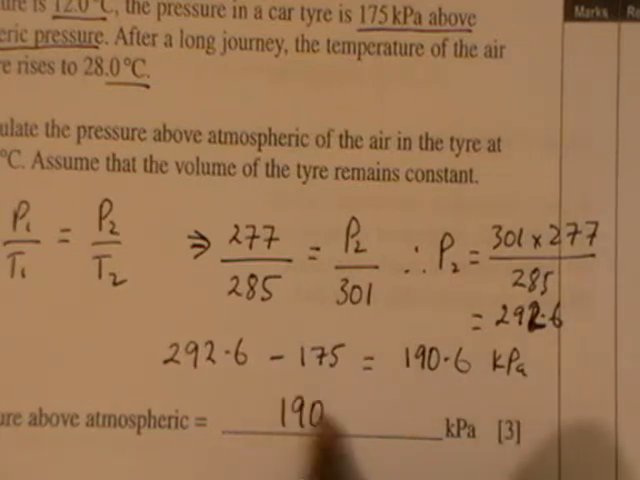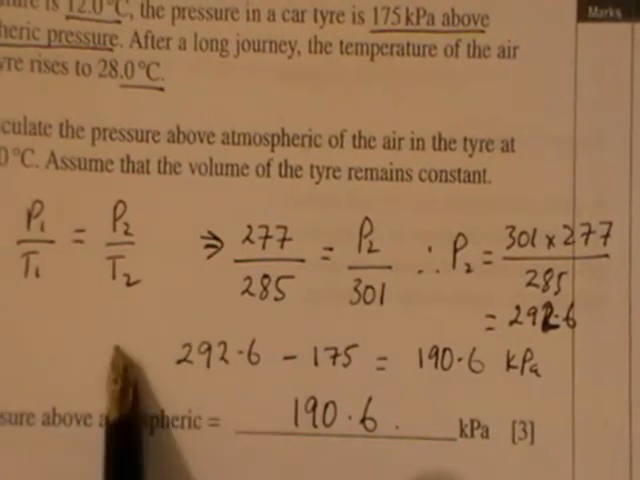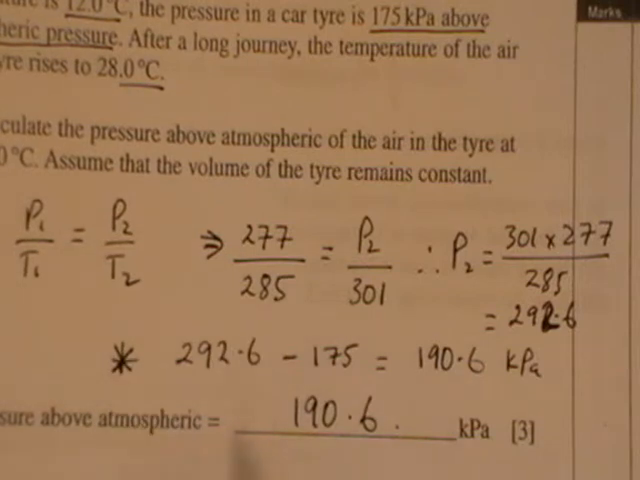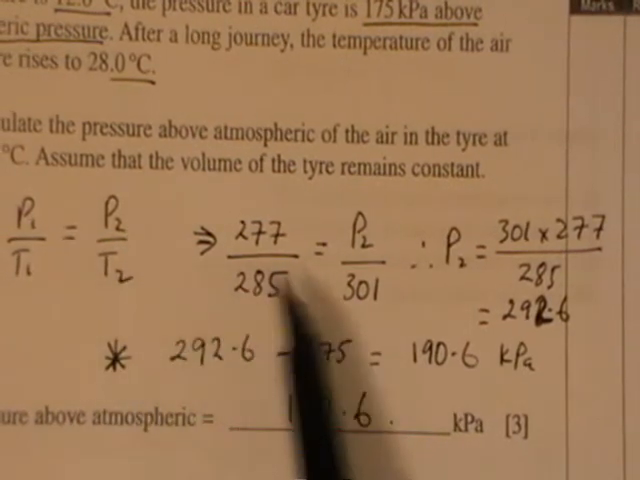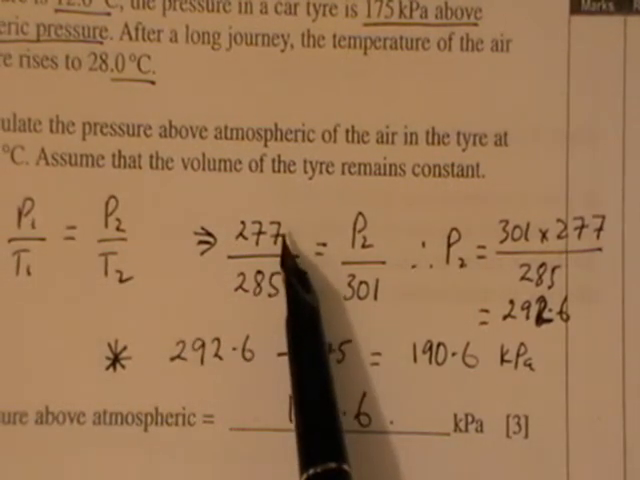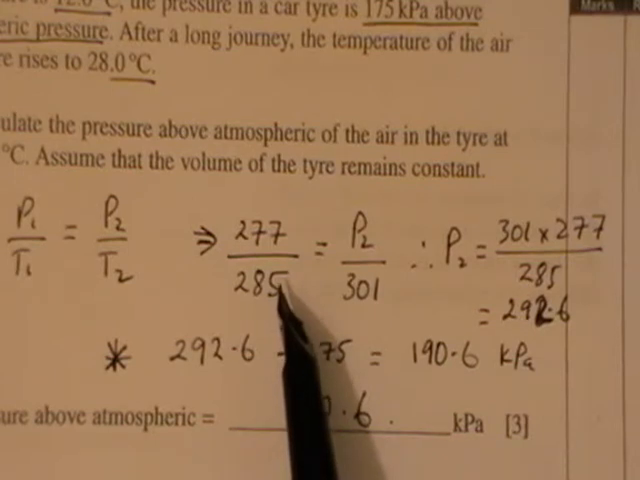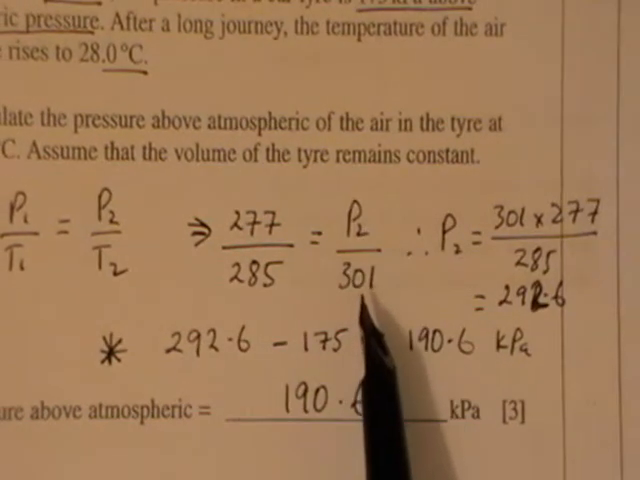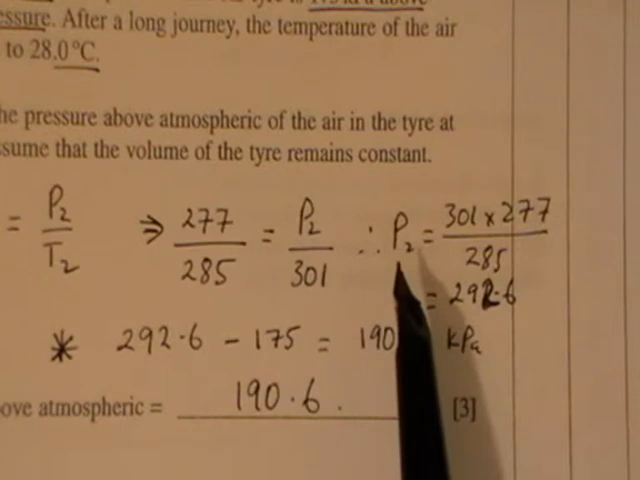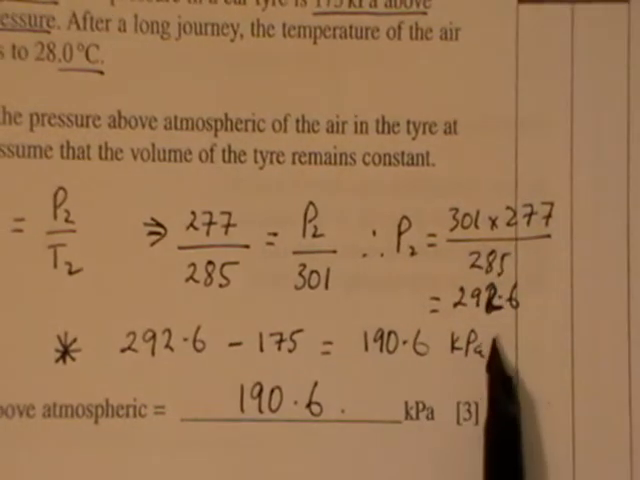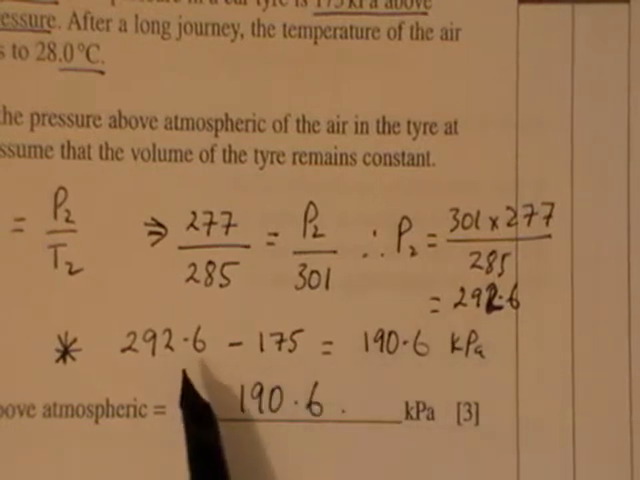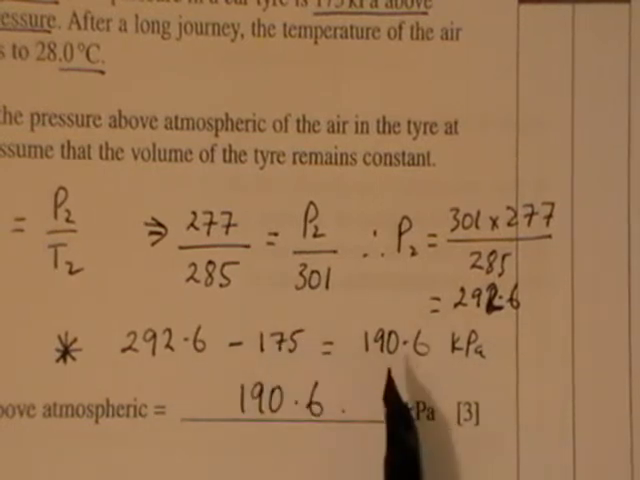So 190.6, and that's important, that we have to subtract the 175 again at the end. So we just said P1 over T1 equals P2 over T2. Pressure was 277, temperature was 285, new temperature 301. Rearrange that, so P2 is equal to 301 times 277 over 285, which gives us 292.6, but we need to subtract the 175 in order to get 190.6.